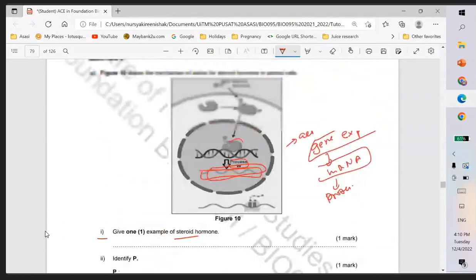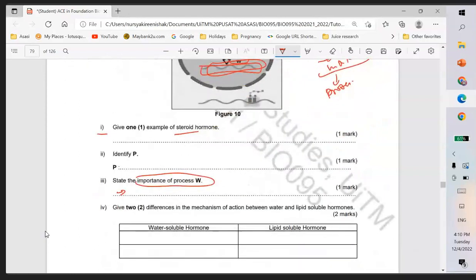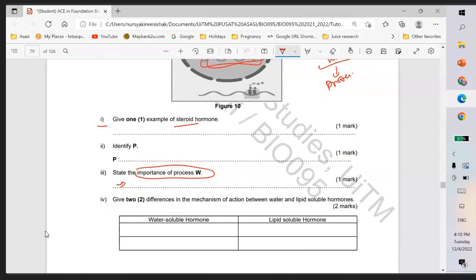So next is Khairil Danish, number 4. For water soluble hormone, soalan? Give two differences in the mechanism of action between water and lipid soluble hormones. Water soluble hormone, hormones bind to cell surface receptors. For lipid soluble hormone, hormones attach to a carrier protein.